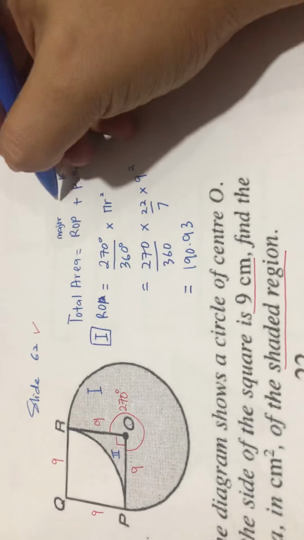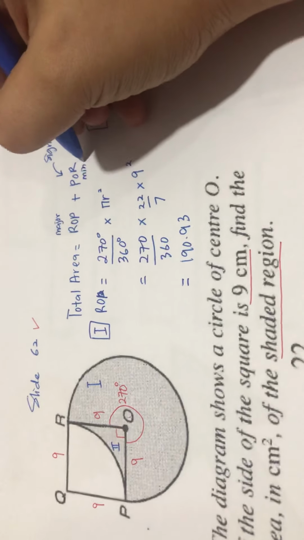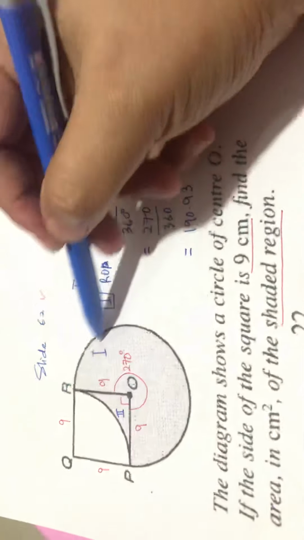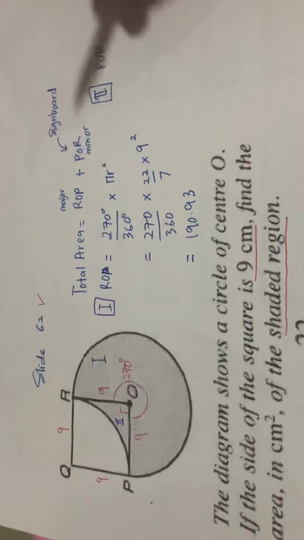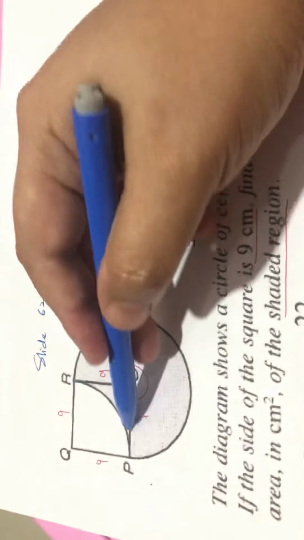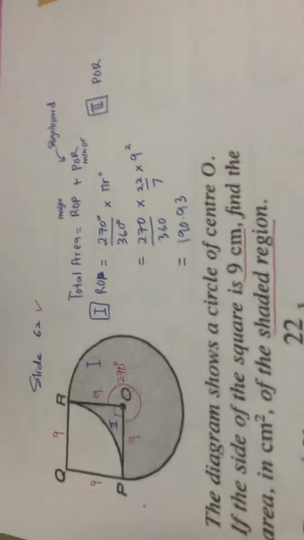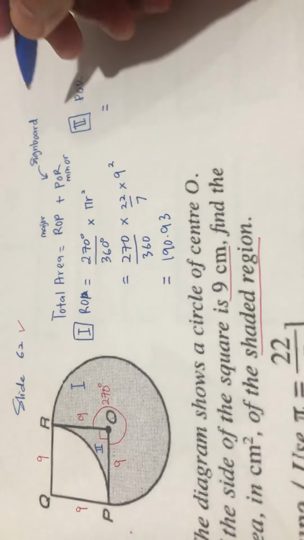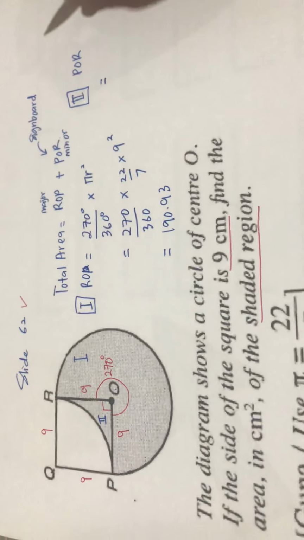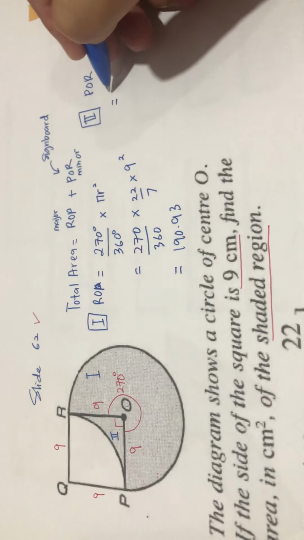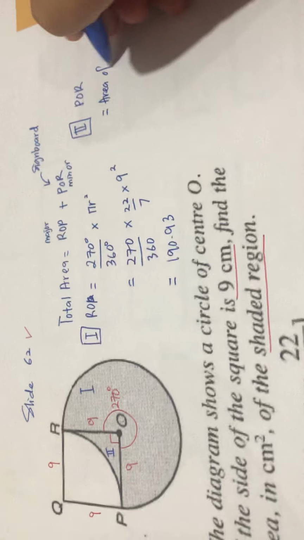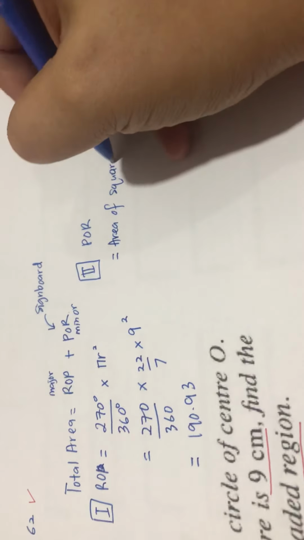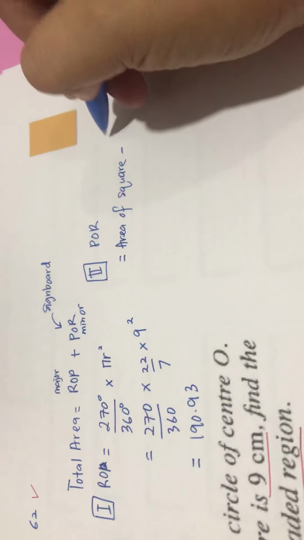Yang ini adalah minor. Nanti confuse pula kan. So, ROP itu adalah major. So, kita ambil yang besar ni sebagai major. POR adalah minor, yang kecil ni. Okay. So, untuk yang kecil pula, untuk mencari area yang kecil itu, kita tahu square itu adalah 9 kali 9. So, area of square akan ditolakkan dengan kuadran.